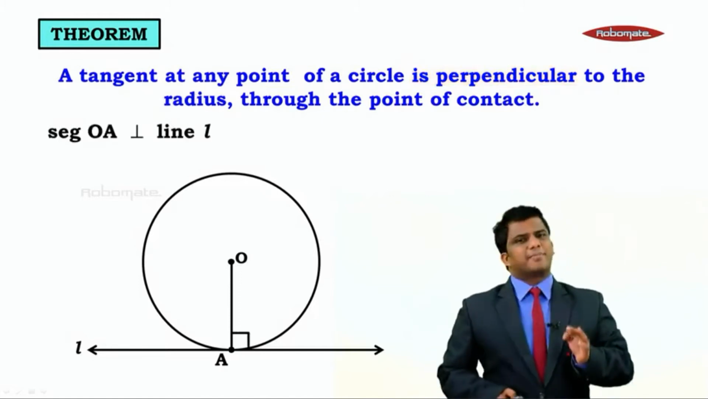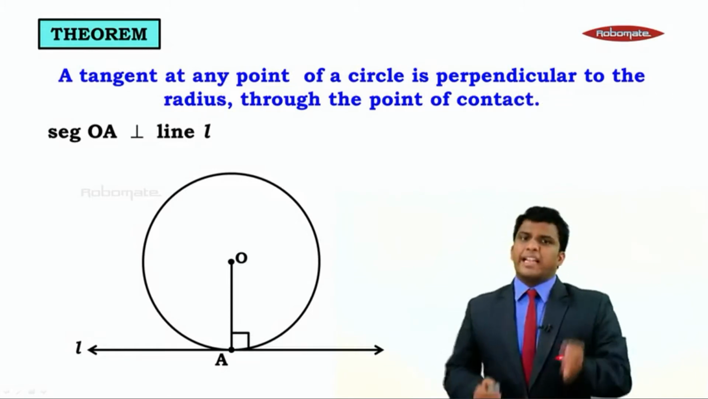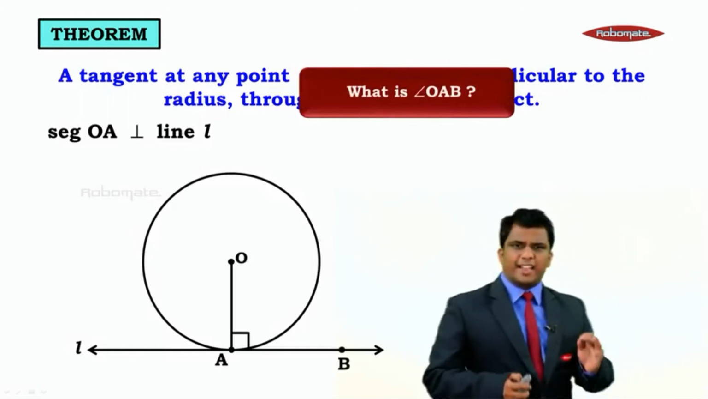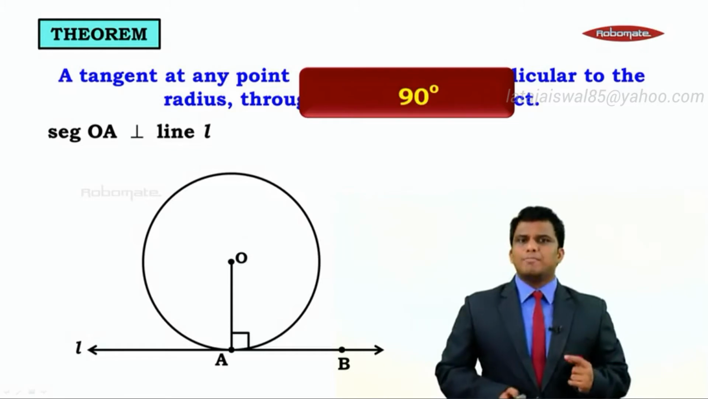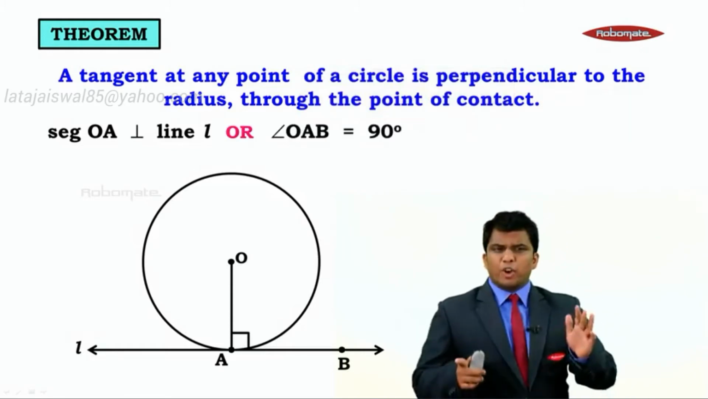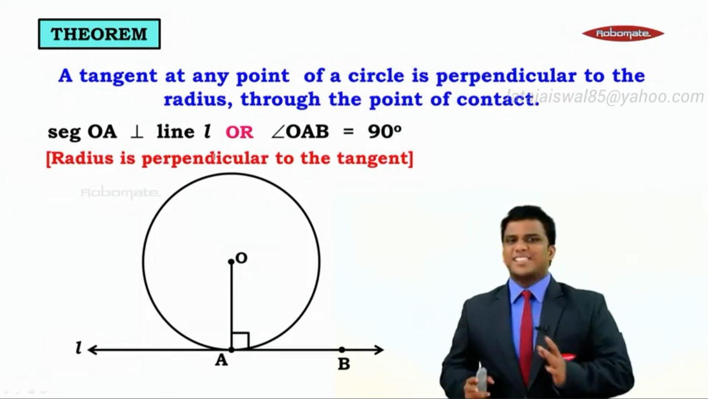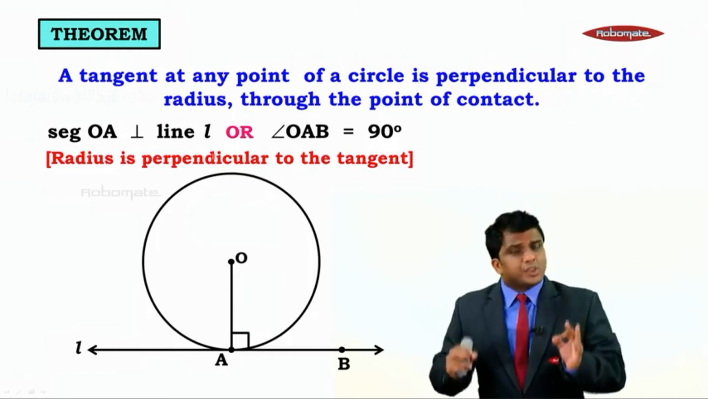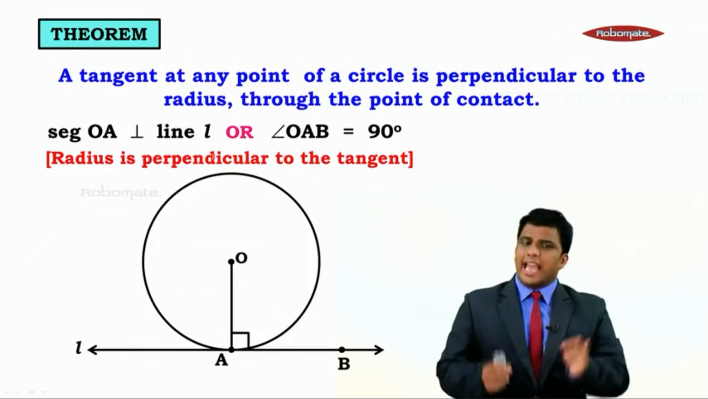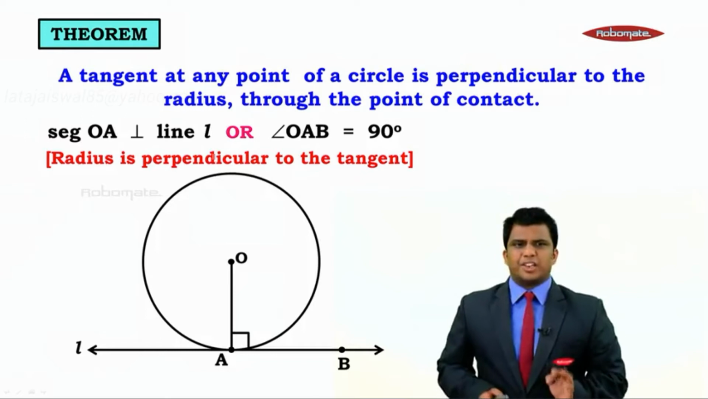So we can now say segment OA is perpendicular to line L, or we can put this in a better way. If I just take a point B anywhere on the tangent, what should be the measure of angle OAB? Angle OAB is going to be 90, and that's what we need to understand. And as for the reason, we are not going to write the huge statement. We are going to write a shortcut reason. And the reason is radius is perpendicular to the tangent. So henceforth, for a circle, if you have a tangent, we can draw a radius. And the relation is that they are perpendicular. The reason would be radius is perpendicular to the tangent.